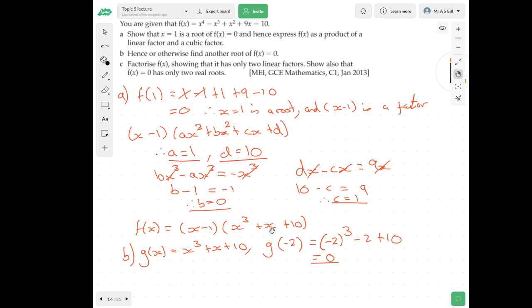So therefore, x equals -2 is another root of f of x.